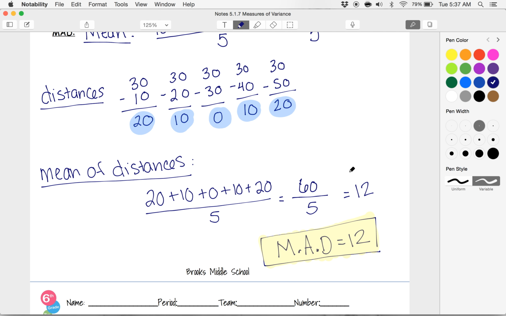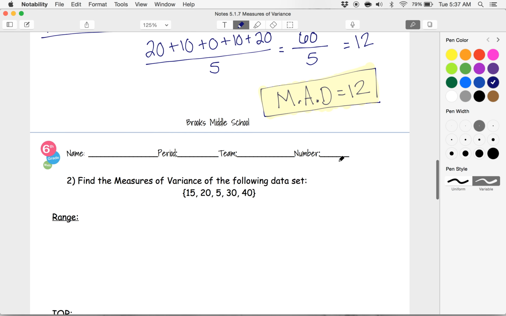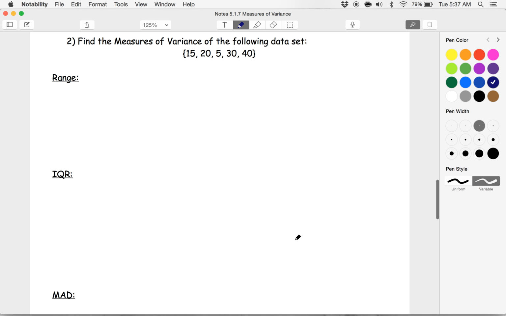Okay, so let's try another example. And I believe we have 2 more. Find the measure of variance of the following data set. So we're going to find range, IQR, and MAD. Now I don't like that this list is not in order, so I'm going to start with that. 5, 15, 20, 30, and 40.